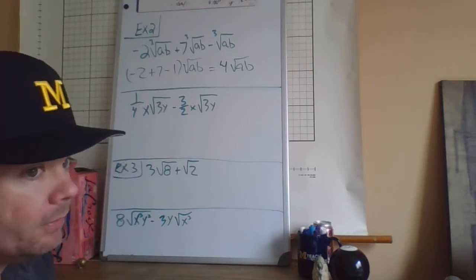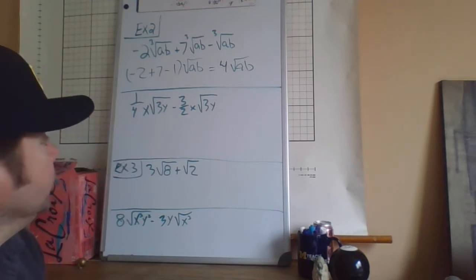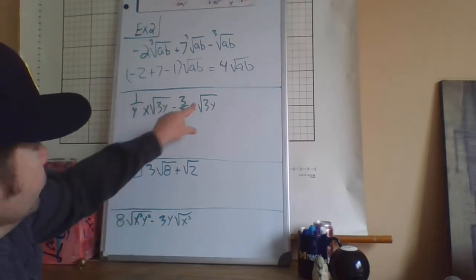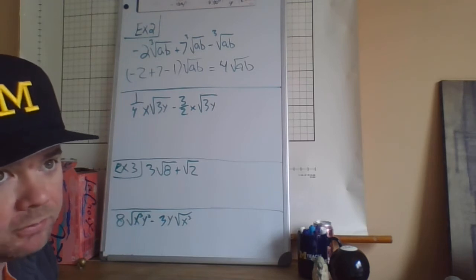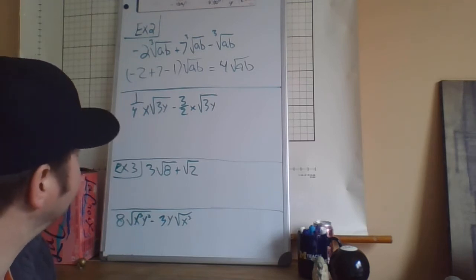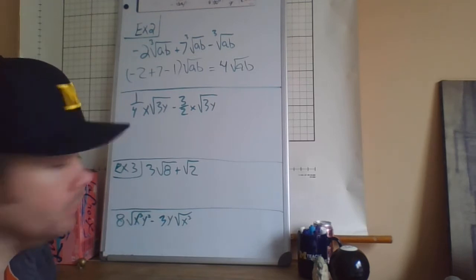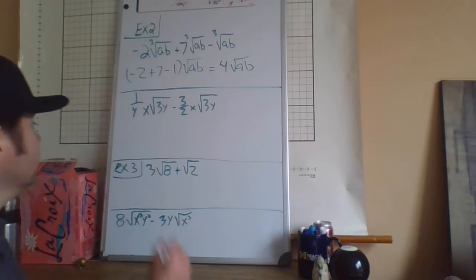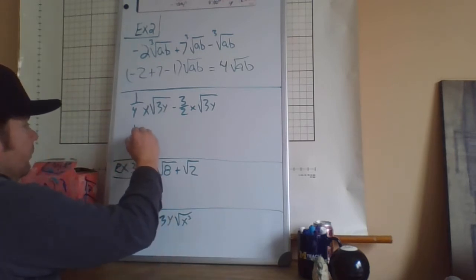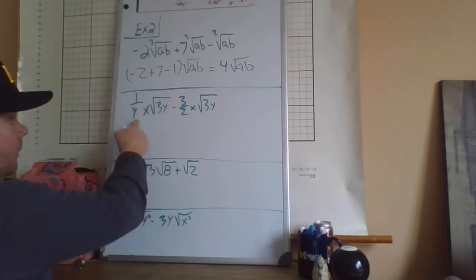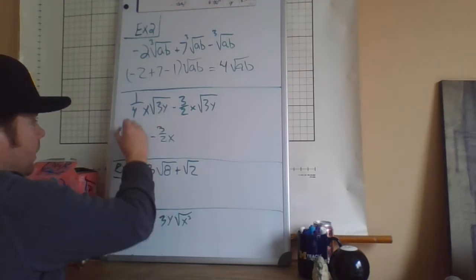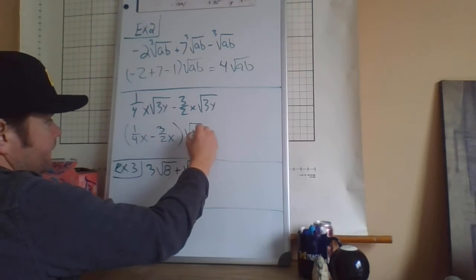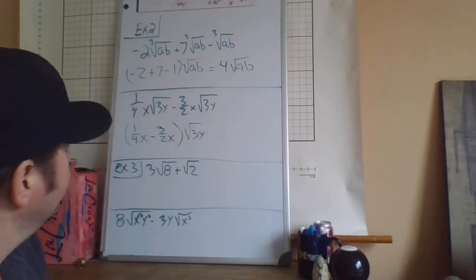All right, the next one, same thing. What do you do first? You check to see if you've got like radicals, and you do. Both are square roots, and both have a radicand of 3y. We do have these fractions, but we're cool with fractions. Everything works the same. This is 1/4 x as a coefficient. This is -3/2 x, and I'm adding square roots of 3 times y.